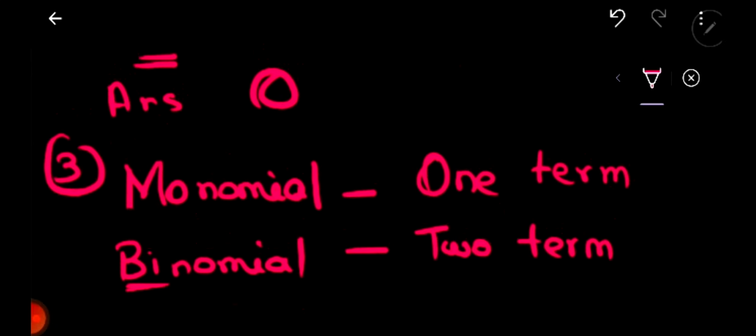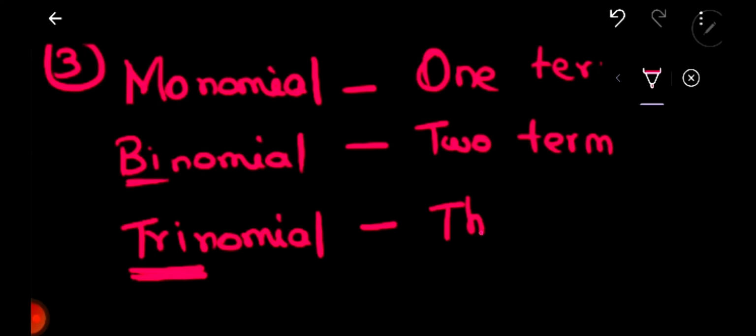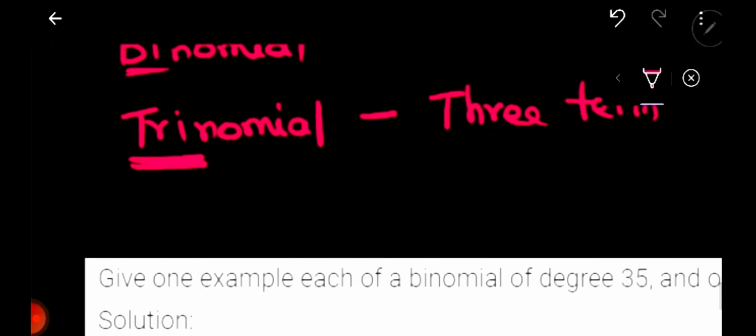And trinomial. We know what tri is. Tri means 3, so having 3 terms. A 3-term polynomial is called a trinomial. So now we know what a monomial, a binomial and a trinomial are. Monomial means having only one term, binomial means having 2 terms, and trinomial means having 3 terms. Now we can start the third question.